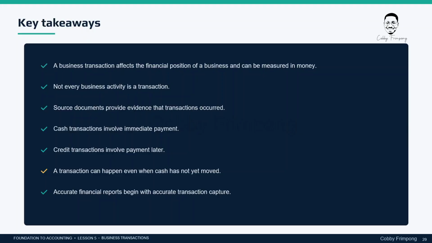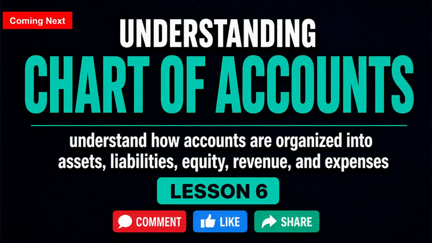Students must identify transactions before journal entries, and business owners must understand transactions because accurate financial reports begin with accurate records. Now that you understand what a business transaction is, you are ready for the next important lesson. We learned how to identify events that should be recorded, that source documents support transactions, and that transactions must be cash or credit transactions. In the next lesson, we will discuss understanding the chart of accounts.